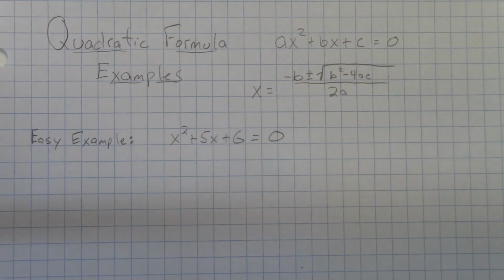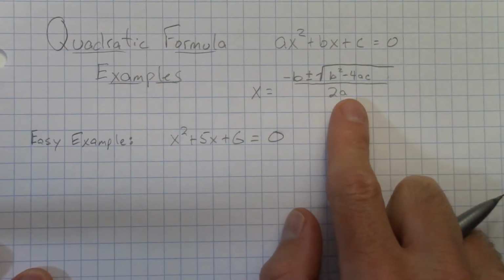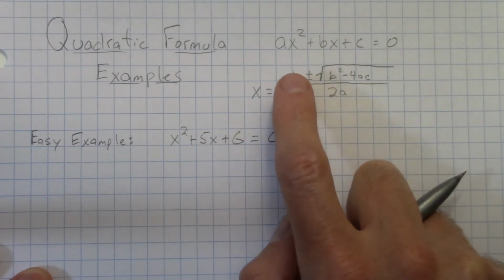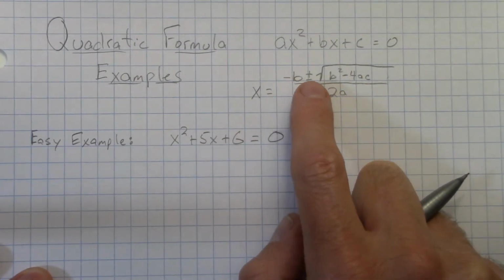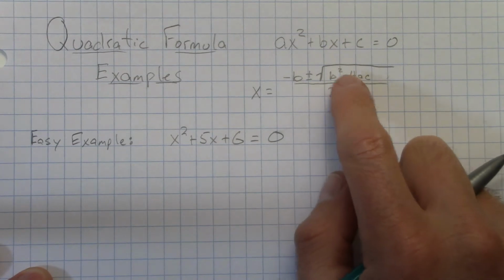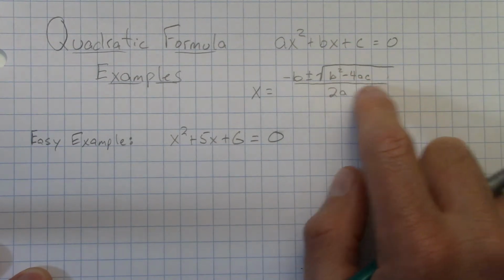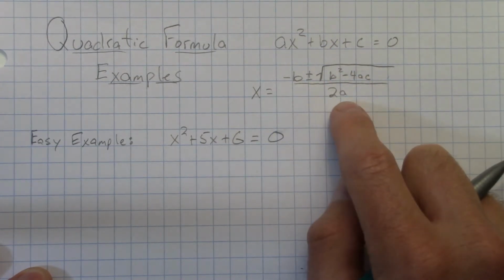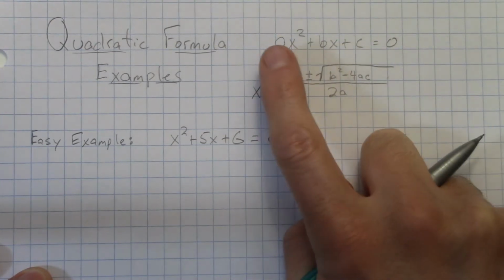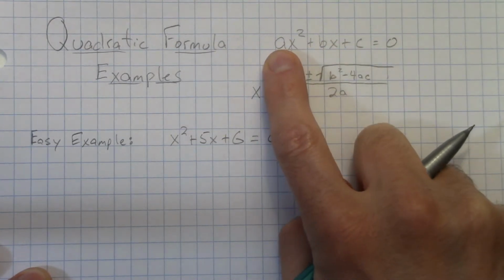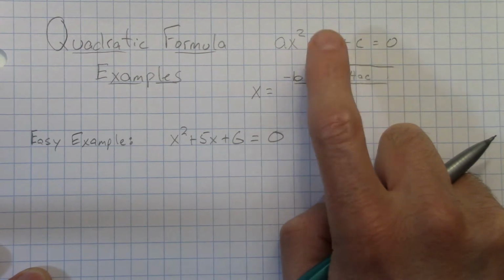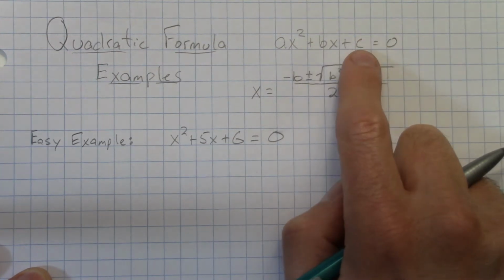Alrighty folks, in this video I'm going to go through a quadratic formula example. It's going to be an easy one. Alright, so the quadratic formula is listed right here. It's x equals the opposite of b plus or minus the square root of b squared minus 4ac, all of that over 2a. And so a, b, and c are listed in our quadratic here. So a is the leading coefficient, b is the coefficient of the second term, and c is the last term.